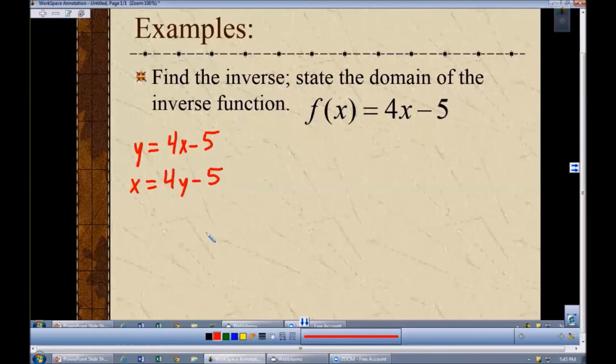The next step is where most of the work is involved. This is solving this equation for y. So I want to isolate y, get it by itself. First, I might need to get rid of this 5, so add 5 to both sides. X plus 5 is equal to 4y. Y is still not by itself, so I need to divide both sides by 4 to be able to cancel out that 4.